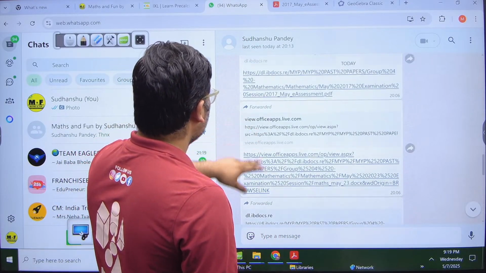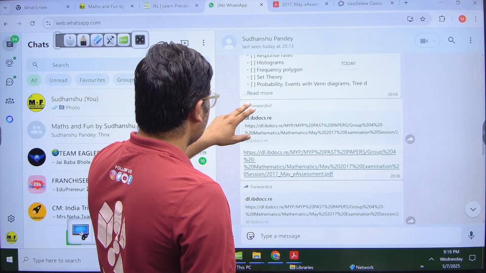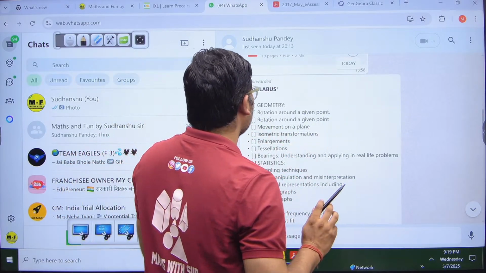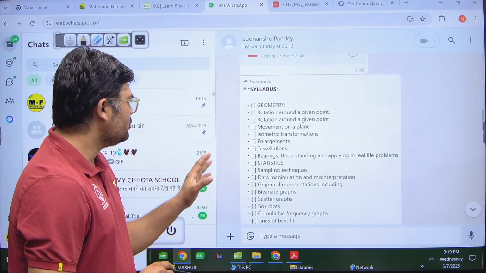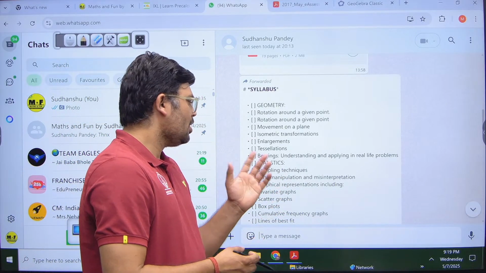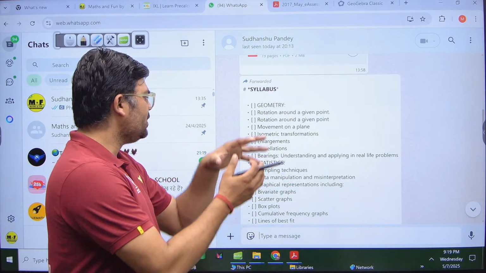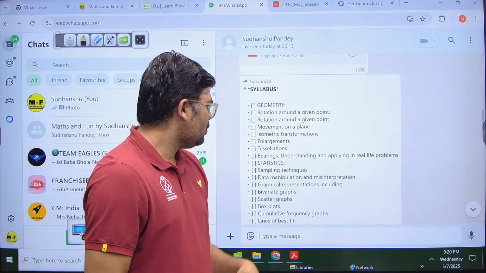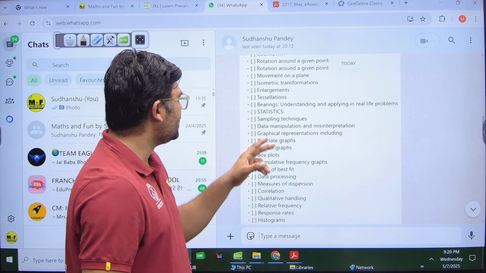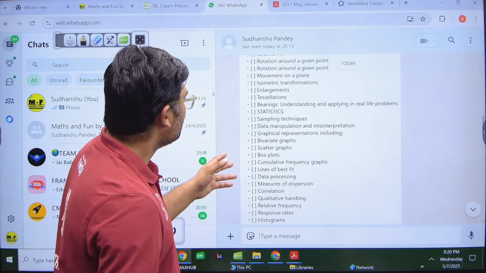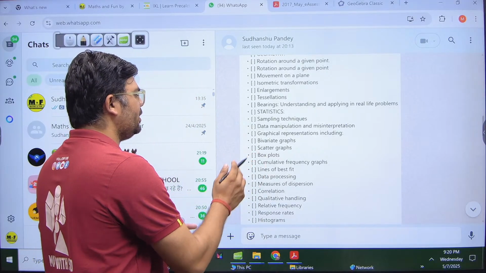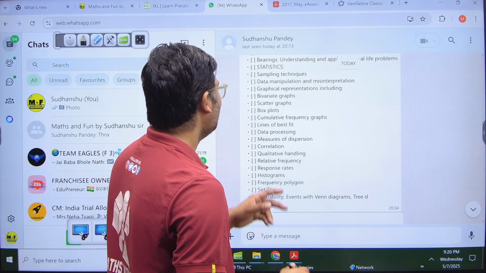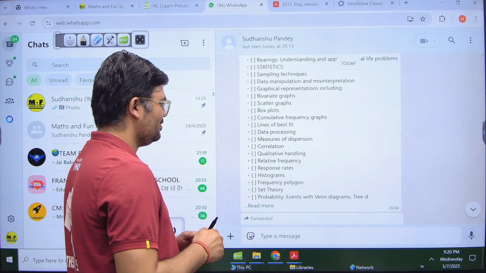Now, from where to start? So geometry, rotation about a given point, movement in a plane, isometric transformations, enlargement, tessellations, bearings. Okay, statistics, sampling techniques, data manipulation, misinterpretation, graphical representation, including bivariate graphs, scatter plot. These can't be told in a single day. So whatever you have learned.